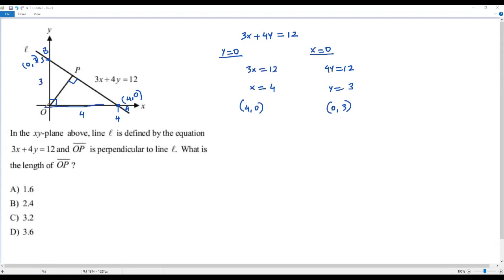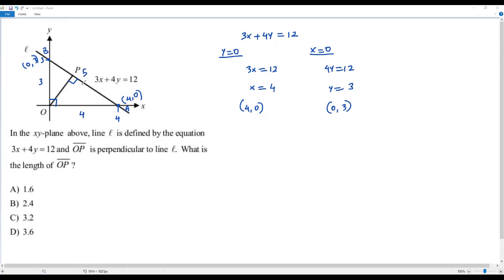In this right triangle OAB, the side AB represents the hypotenuse because it is opposite the right angle. And for the remaining two legs, we have the lengths 3 and 4. Then OAB is a 3, 4, 5 right triangle. That is, when the lengths of two legs are 3 and 4, the length of the hypotenuse, the side AB, must be 5.